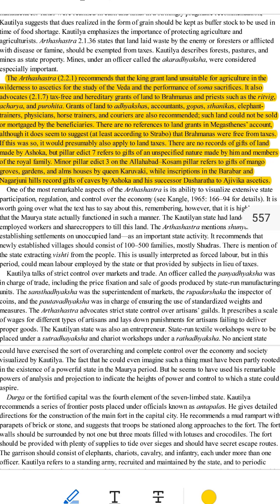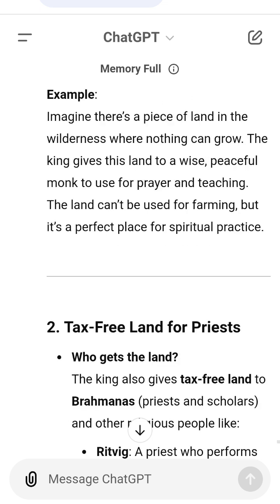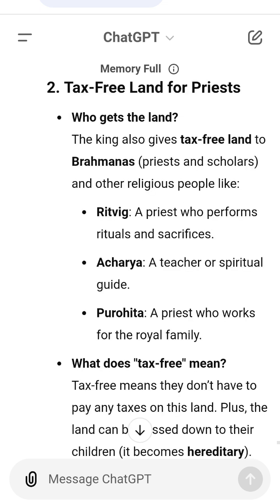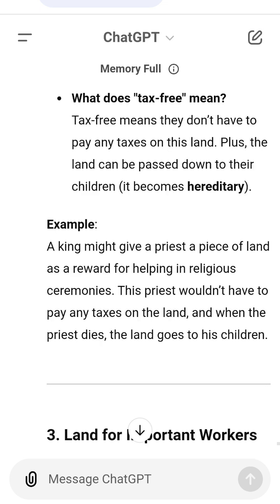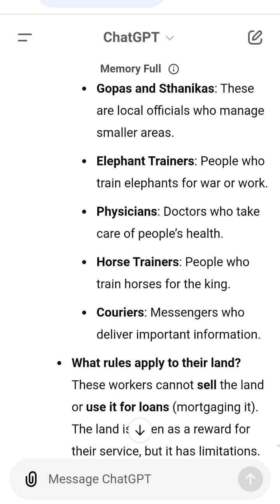6. Other simple points. The Arthashastra shows how kings were expected to support religion and government workers by giving them land. It also emphasized that people who did important work for the kingdom, like priests, teachers, doctors, and trainers, needed to be rewarded in ways that helped them focus on their jobs. Kings like Ashoka were known for giving gifts, not just to religious groups, but also to the poor and needy. These gifts were meant to show kindness and care for all people in the kingdom.